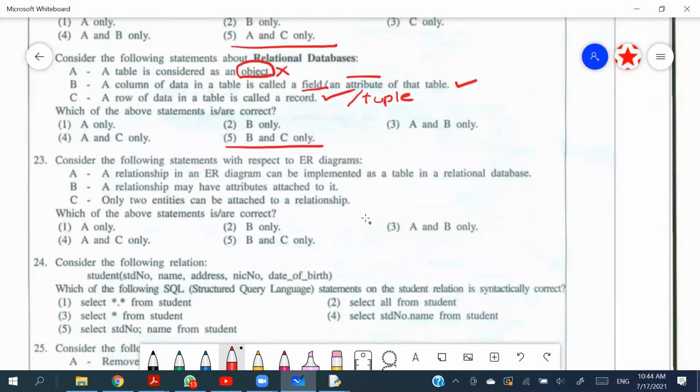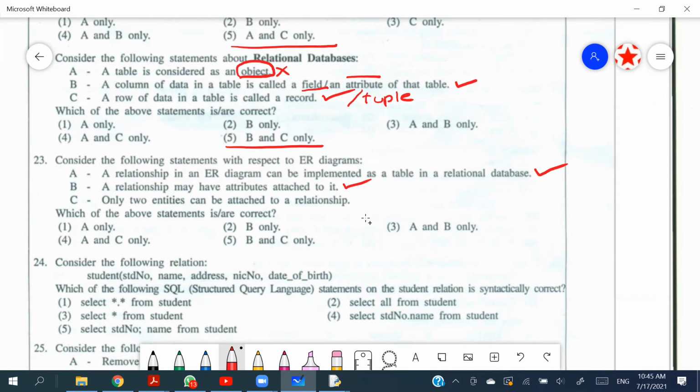Right. So the 23rd, consider the following statement with respect to ER diagrams. A relationship in an ER diagram can be implemented as a table in a relational database. Yeah, that can be, because when we are creating the many-to-many relationship, we consider about the relationship. A relationship may have attributes attached to it. Yeah, yes, that's correct. Right? So the attributes attached to the relationship are called the descriptive attributes.